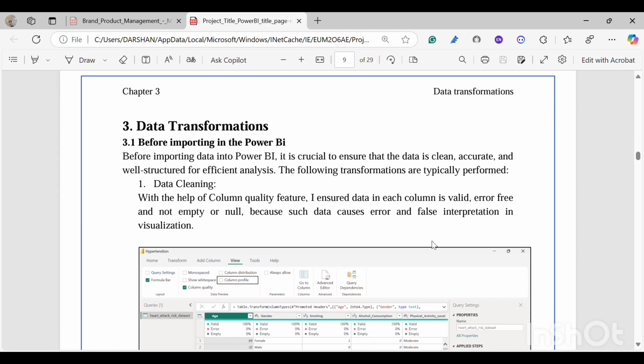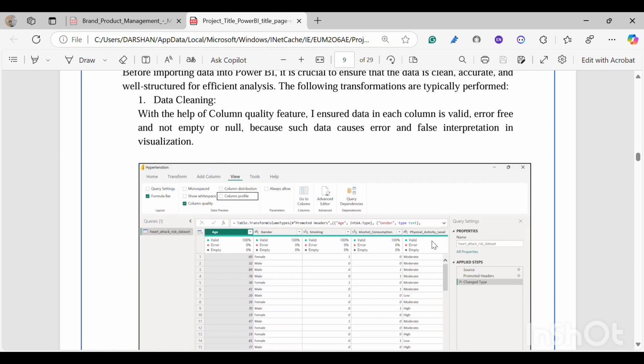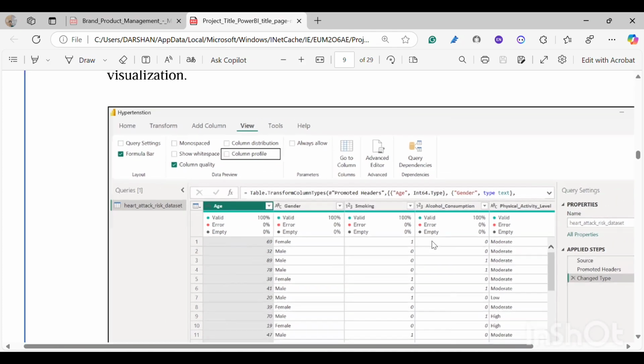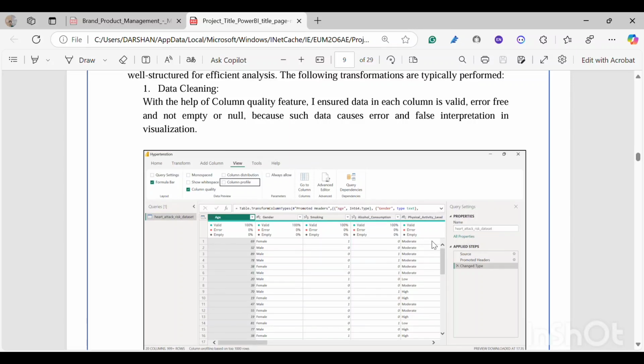We cannot directly import our data to Power BI. Before directly importing, we have to clean our data set. We have to look at the column profile, column distribution, and column quality, by which we can understand whether the data is valid, errorless, without duplicate values, and whether it has empty or null values within the rows. We can identify these characteristics using the column quality, column profile, and column distribution features.